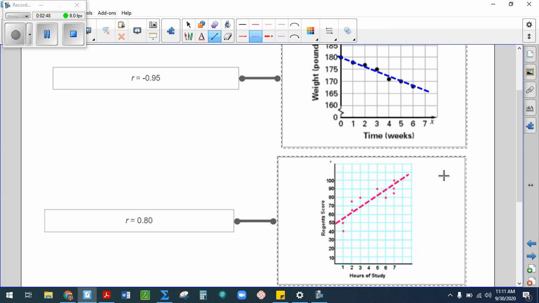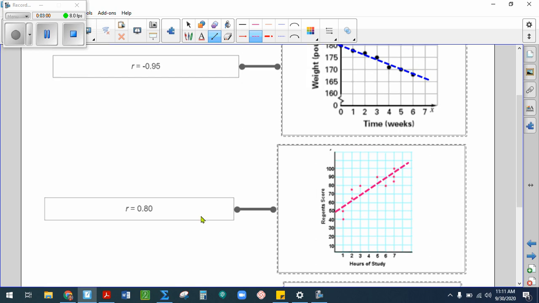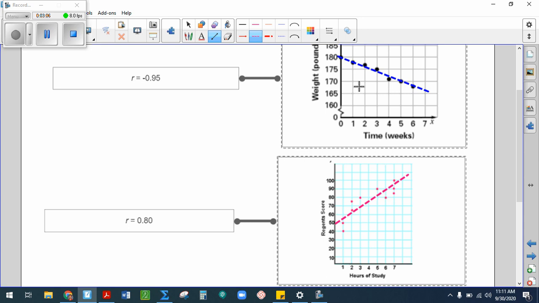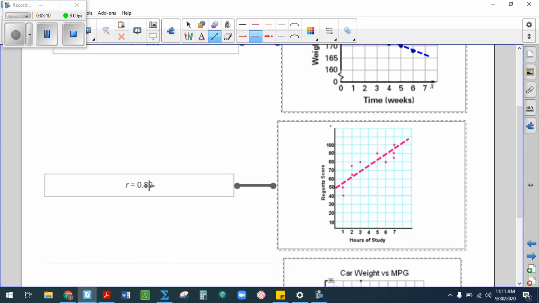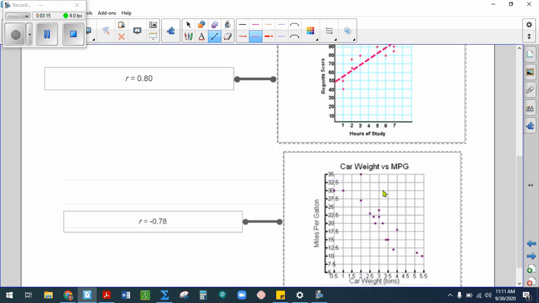These points are pretty close to the line, but definitely more spread out than the top one. It's also a positive sloped graph. So the only positive choice you guys had was R equals 0.80. And again, just to see the difference between 0.8 and 0.95, 0.95 is closer to negative 1, so those points are closer to the blue line. 0.8 is not as close, so the pink points are not as close.